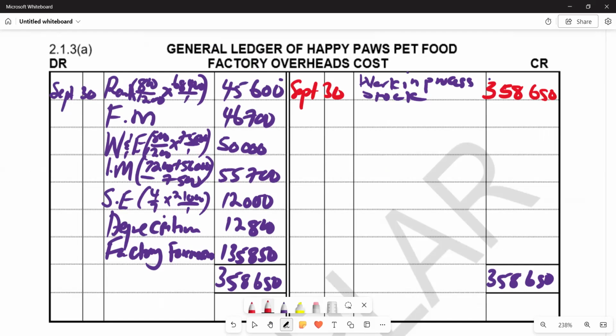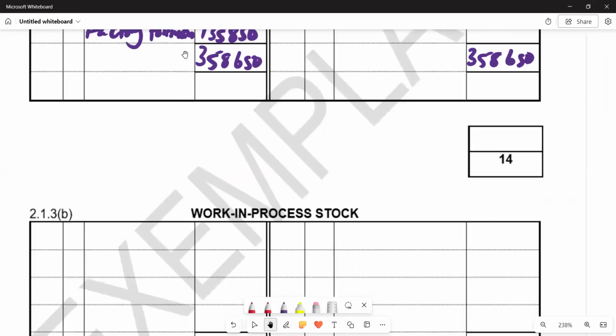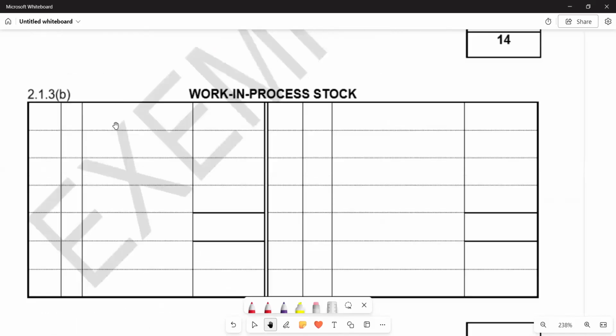Then obviously this figure, we are going to transfer it now to the debit side of the work in process. So remember this double entry, we have credited factory overhead costs with this amount. Then the corresponding entry, we are going to debit the work in process stock account, of which in this question, we have that account that needs to be opened. So we go to that section of work in process, and we see that this is the work in process that we have. So let's just try to enter it there.